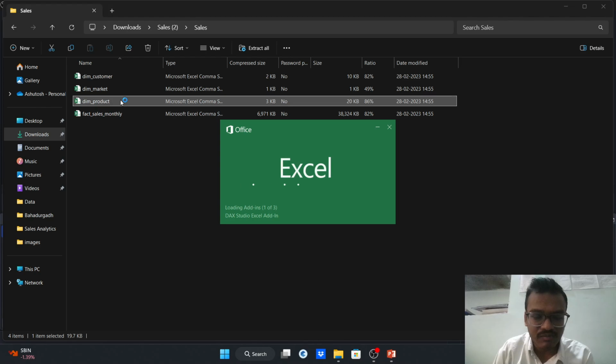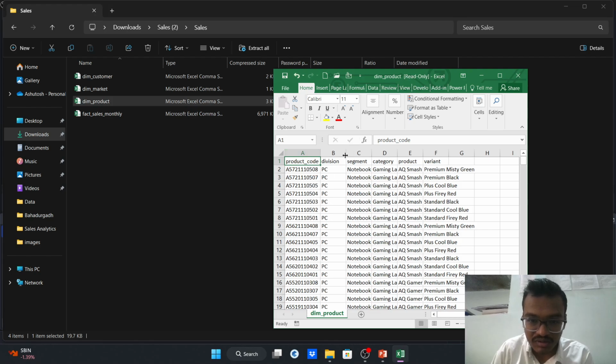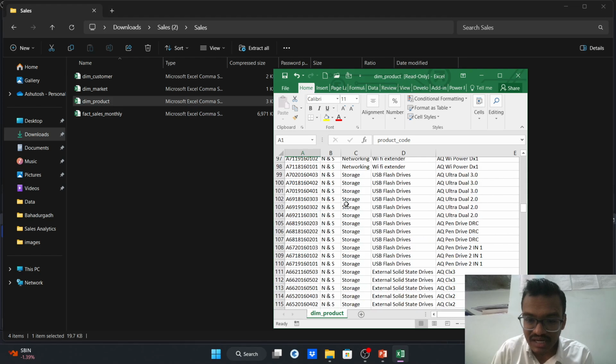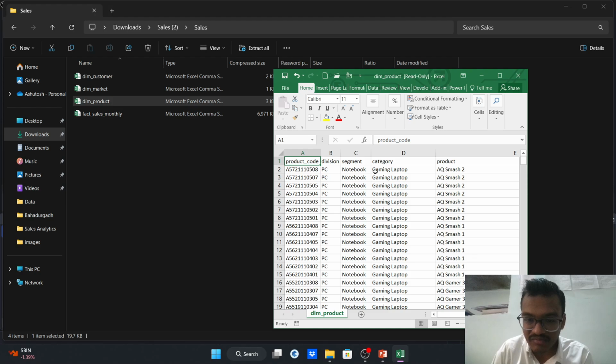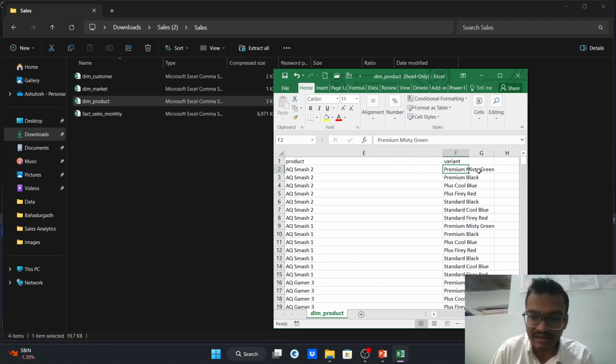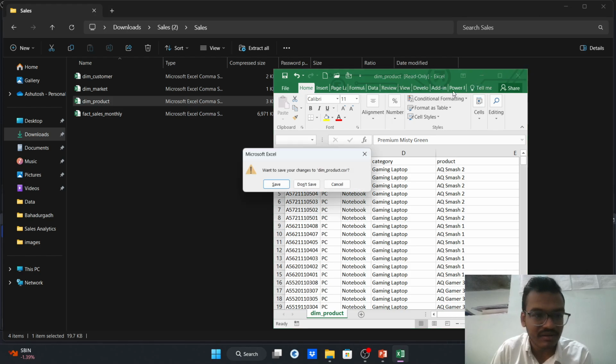Next, we have dim product. So dim product it would be having the product ID, I guess, product name, and categories. To which category does this product belong? So first column we have product code, then we have division, then we have segment, then we have category, then we have product name. So for PC and notebook segment, we are having this gaming laptop. These are the names of the gaming laptop, and these are the variant, in which different variant it is available, in which different color it is available. Okay, so that is what we have in the dim product table.